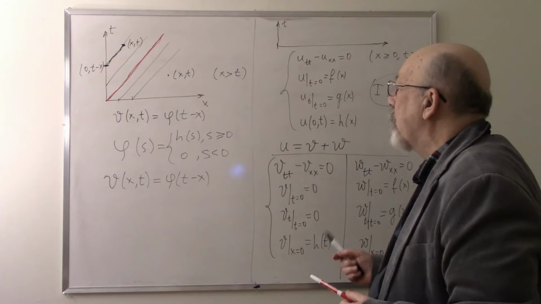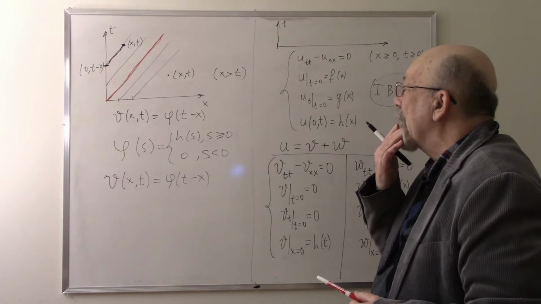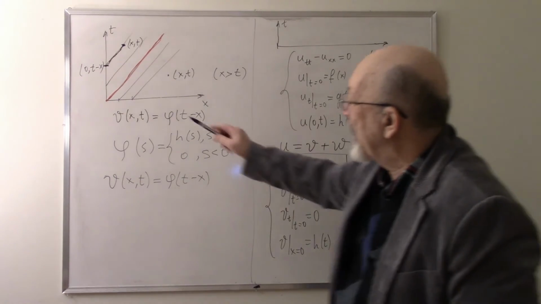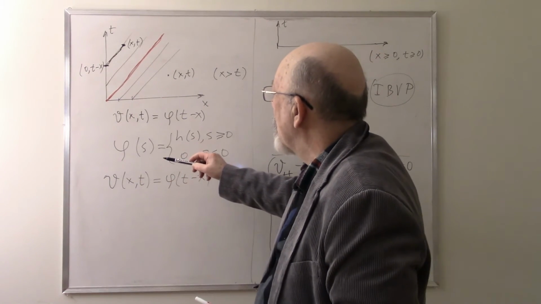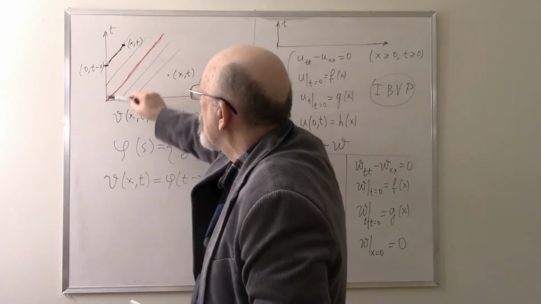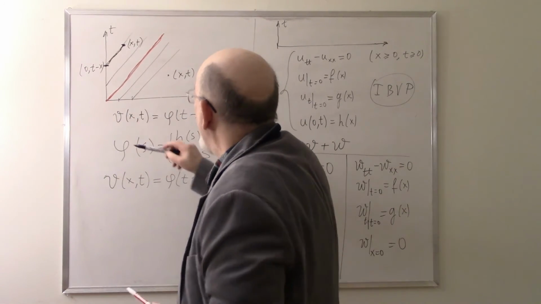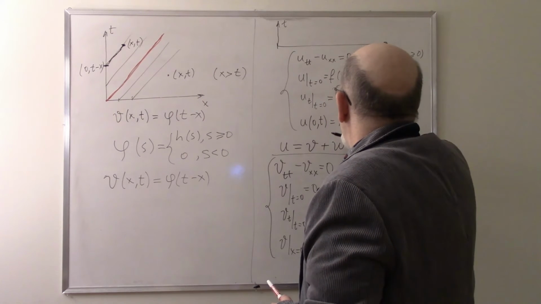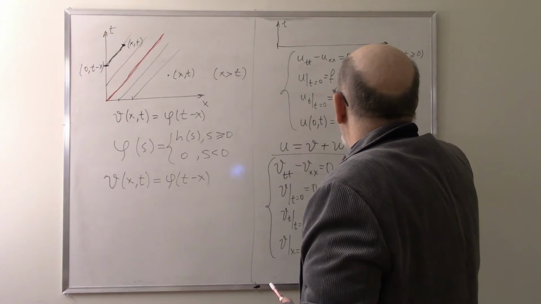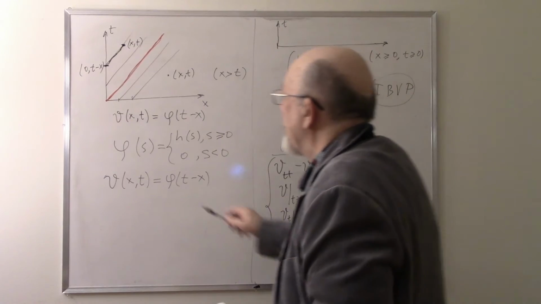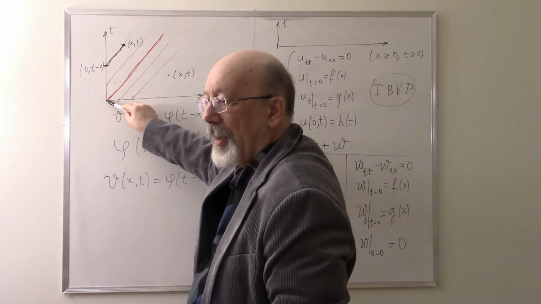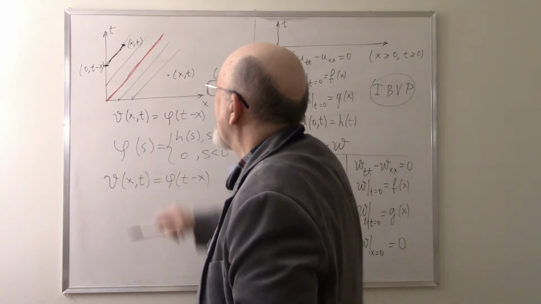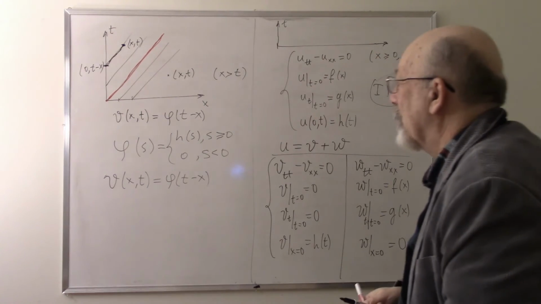Now, if you want to avoid difficulties here, this function h of t should be 0 for t equals 0, to avoid a jump on the diagonal of this solution.